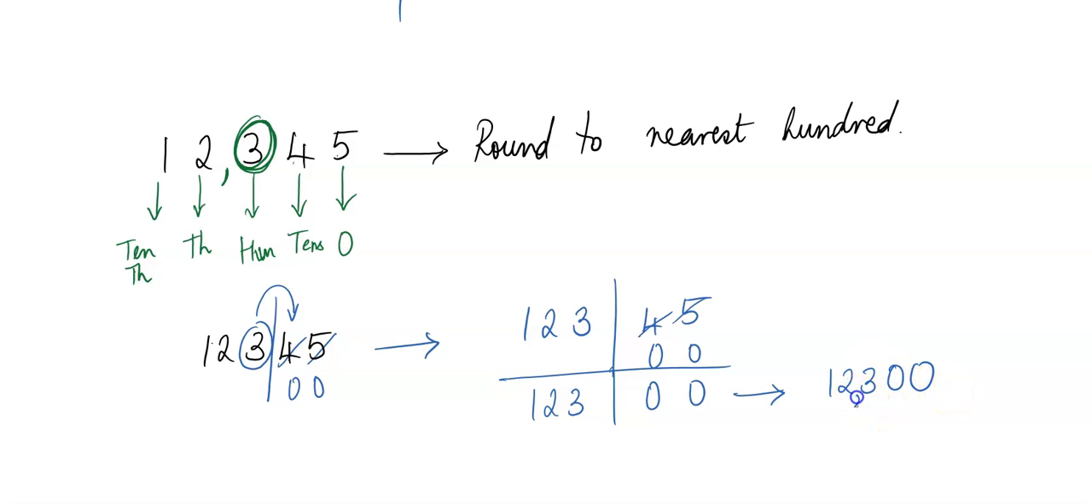So how do you read this? 12,345 rounds to 12,300.